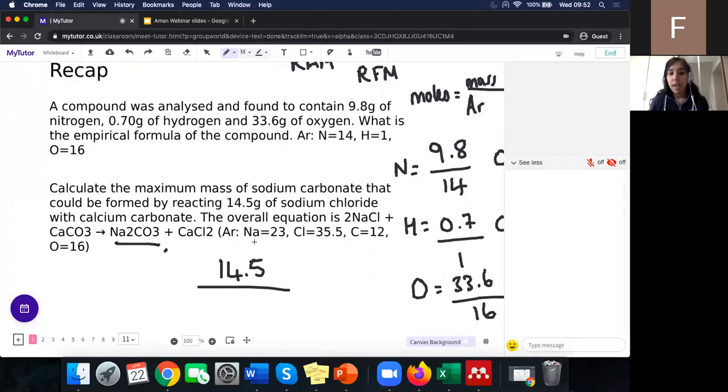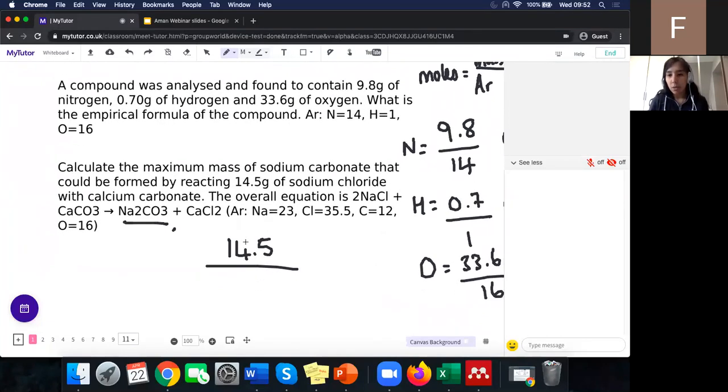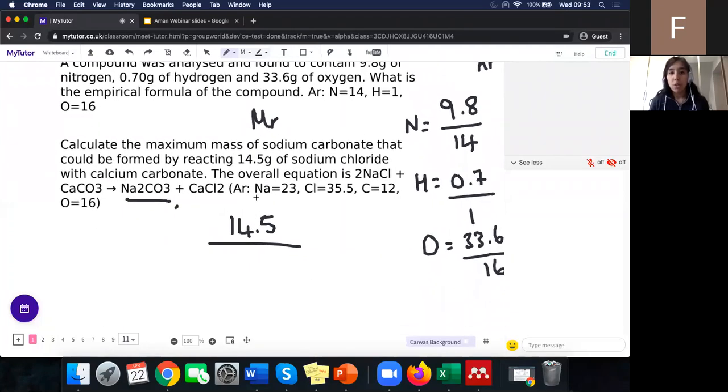And remember, the AR is all the elements added up. So it's their relative atomic masses added up to form the relative molecular mass, which is MR. So the reason this says AR is these are the relative atomic masses of each of the individual elements. But if we're thinking about a formula, we do the MR, which is the relative formula mass or molecular mass. So sodium chloride has a relative formula mass of 23 plus 35.5, which is 58.5. So the number of moles of sodium chloride is 14.5 divided by 58.5.